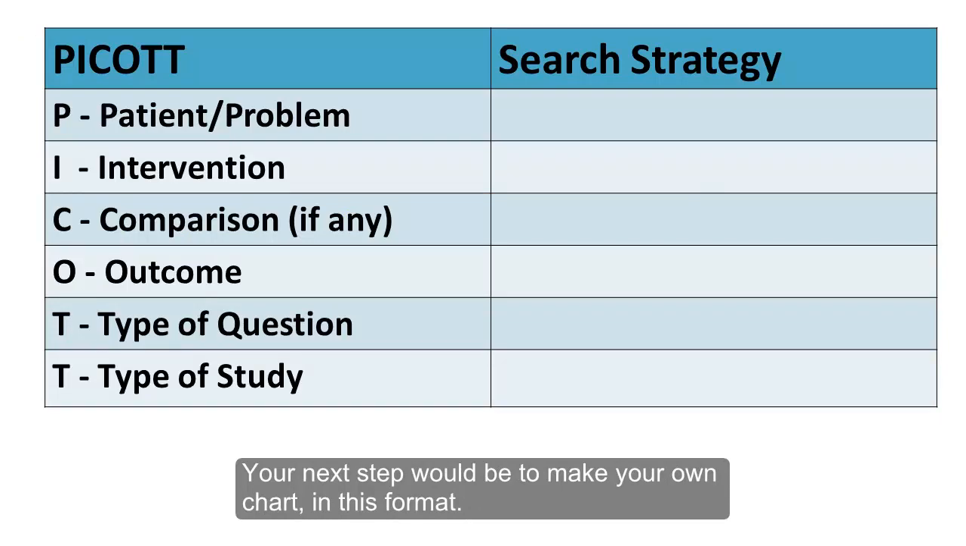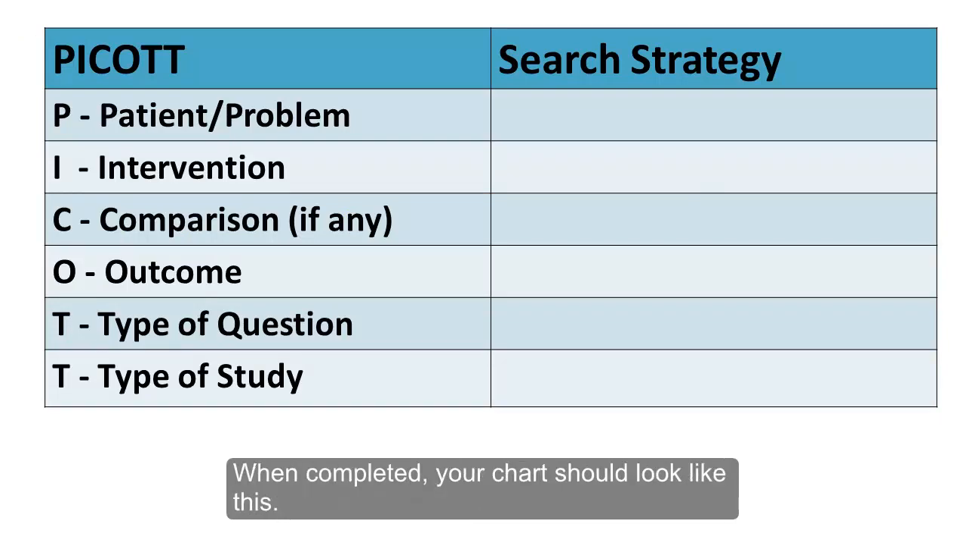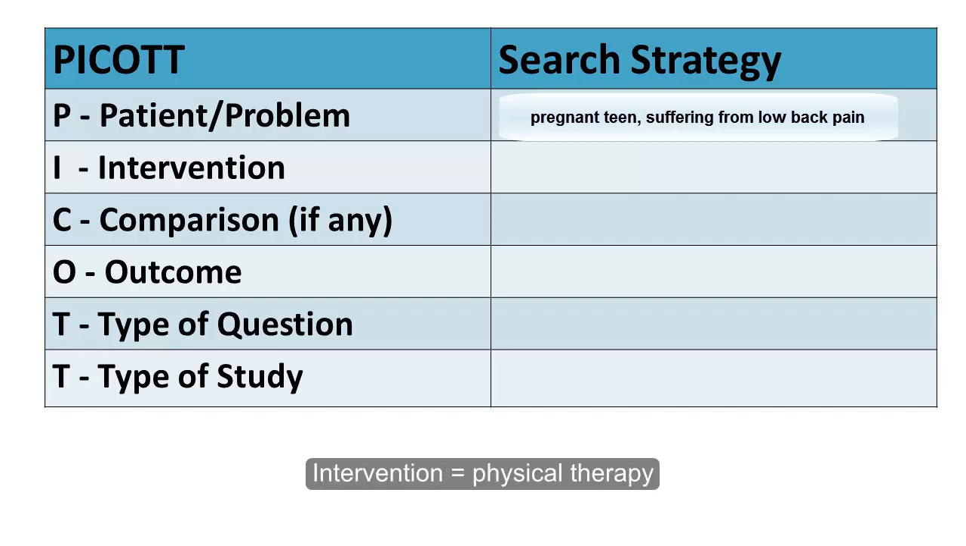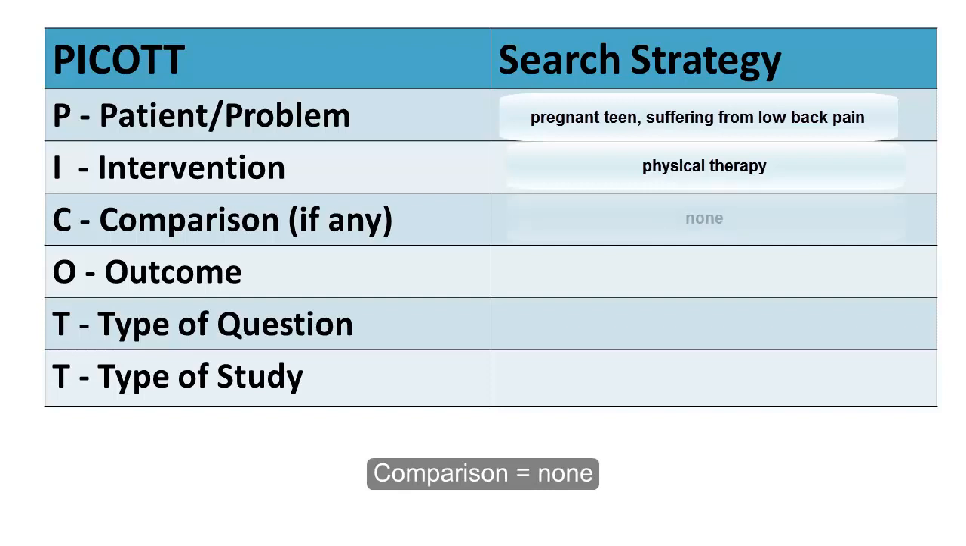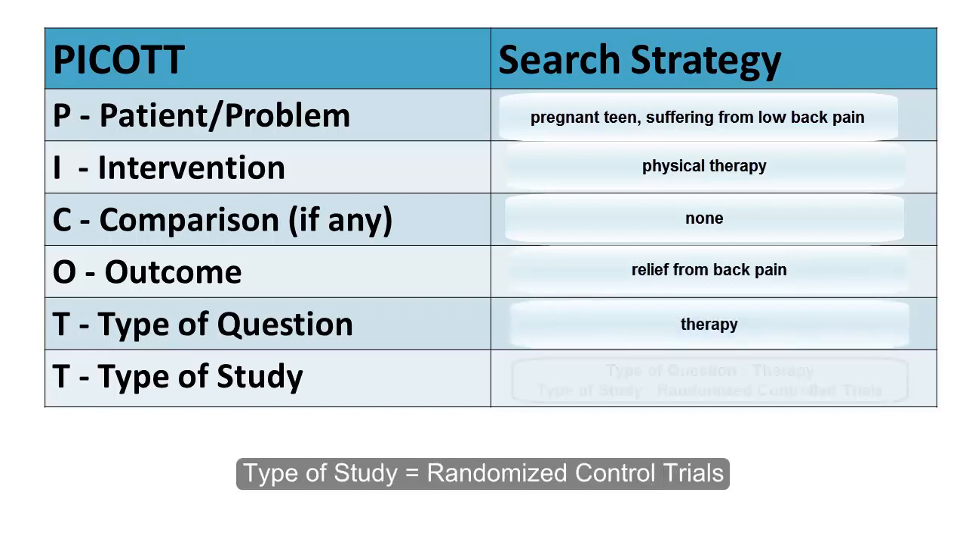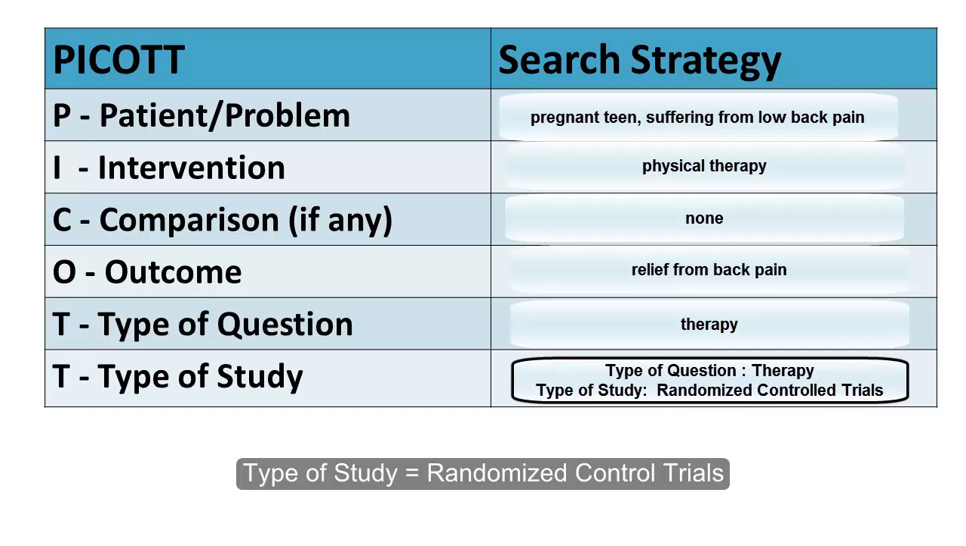Your next step would be to make your own chart in this format. When completed, your chart should look like this. Patient is pregnant teen suffering from low back pain. Intervention, physical therapy. Comparison, none. Outcome, relief from back pain. Type of question, therapy. Type of study, randomized controlled trials.